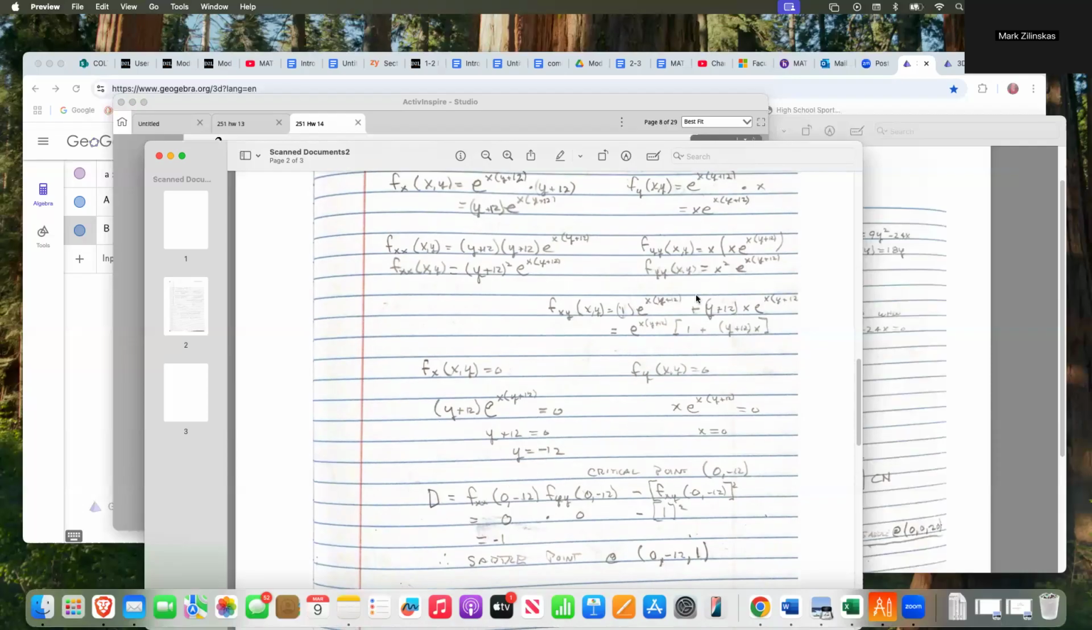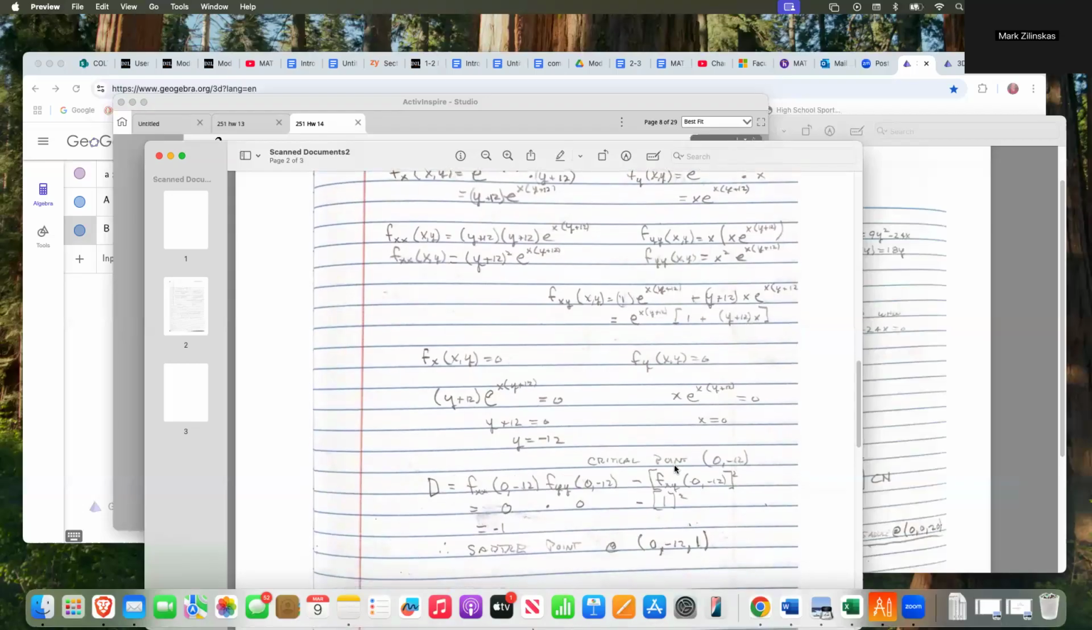This partial over here, in the same way, is never equal to 0. It's always going to be something no matter what x and y are. So the only time this whole thing is going to be 0 is when x is equal to 0. So my critical point is going to be x equals 0, y equals negative 12.